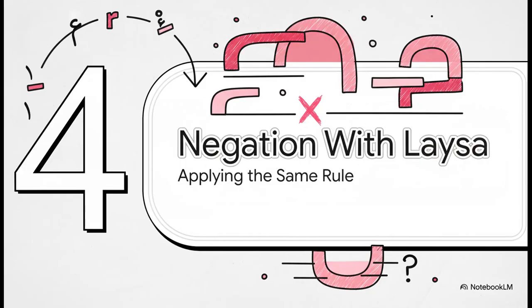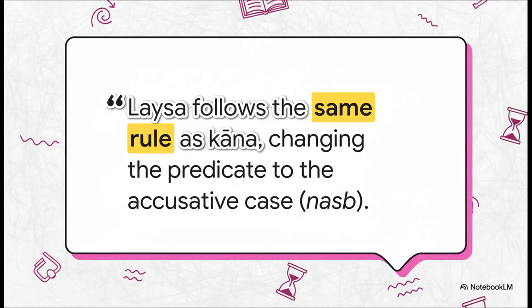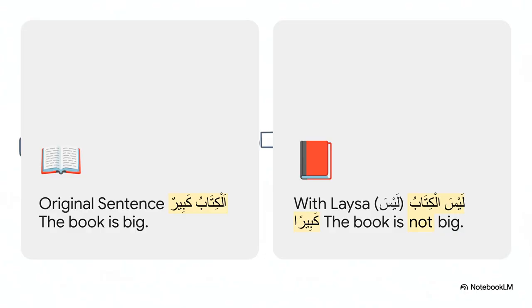Makes sense, right? Awesome. So now that we've got that main rule down, let's add another incredibly useful verb to our toolkit. Laisa. And here's the beautiful thing about this system. It's consistent. Once you understand how kana works, you already understand laisa. Laisa means is not, and it does the exact same thing grammatically. It comes into the sentence, finds the predicate, and flips it into the accusative case. See? It's the exact same pattern. Al-kitabu kabirun becomes laysa al-kitabu kabiran. The predicate kabirun shifts to the accusative form kabiran, and the sentence is instantly negated. It's just that simple and elegant.